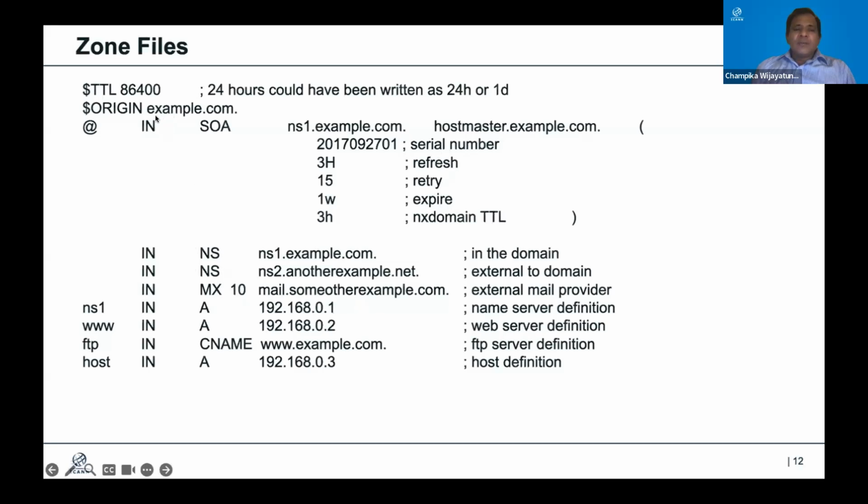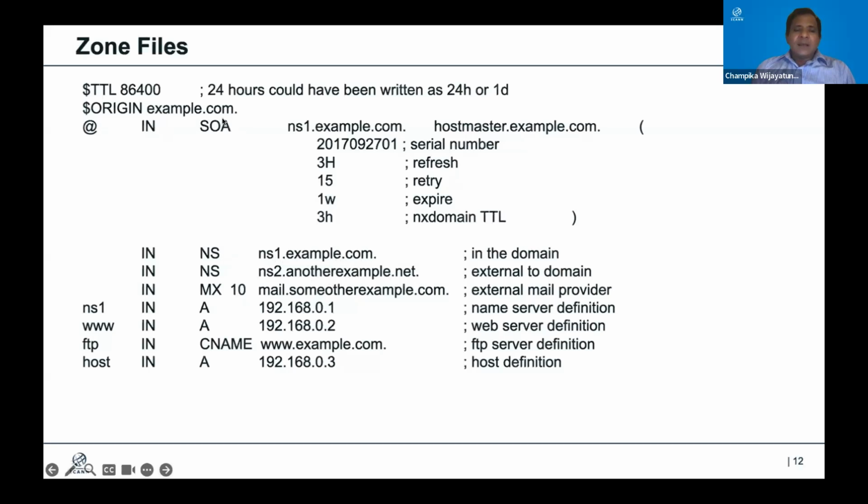So if I am the zone administrator for example.com, I will say my name servers are these ones, ns1.example.com, ns2.anotherexample.net. So now you can see that they are two different zones. Remember earlier I was telling you about glue records, right? So this is where that will come into the picture.